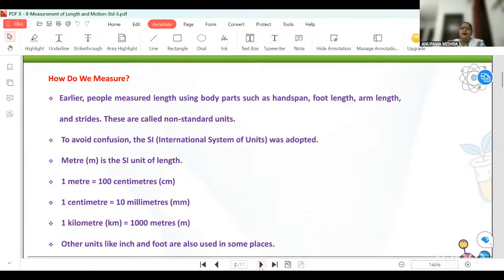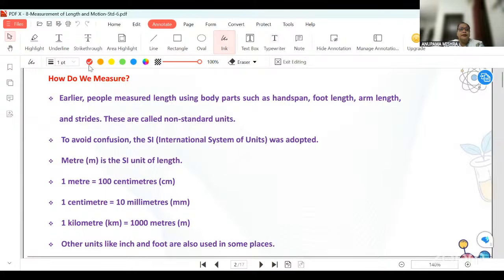So earlier people were using the handspan. This is the handspan. People were using the handspan, one, two, like this. Or they were using the foot, one step foot, to discuss how much is the length. So earlier people measured the length using the body parts, such as a handspan. You can see your handspan, foot length or arm length.